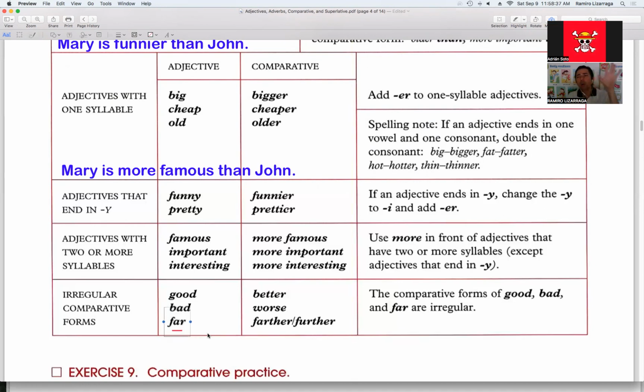Oh, it's far away. I live very far away from Los Mochis. Adelante, Adrián.